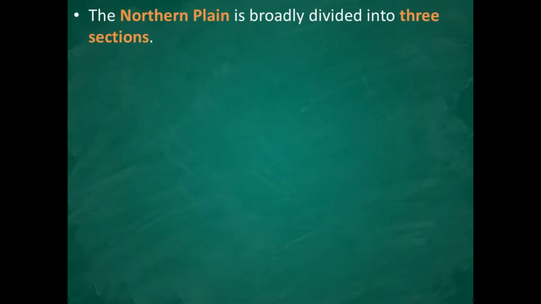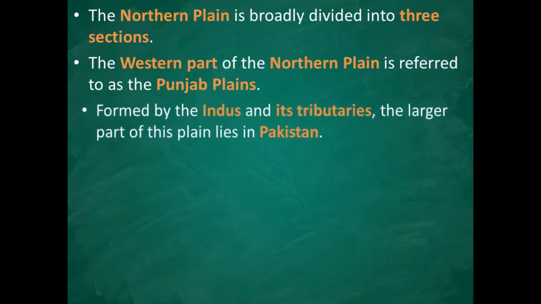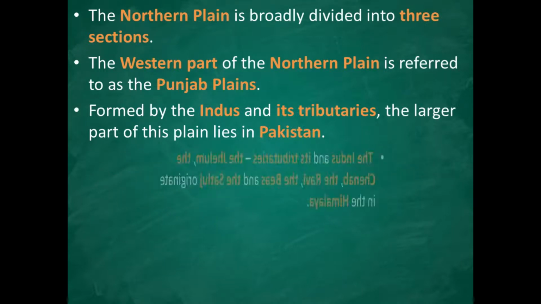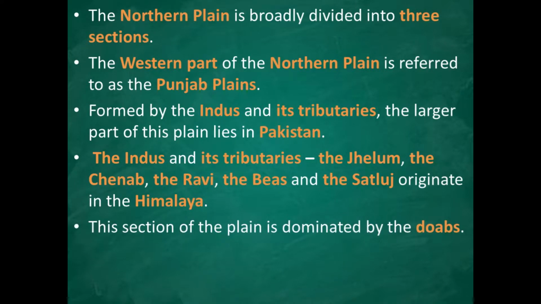The northern plain is broadly divided into three sections. The western part of the northern plain is referred to as the Punjab Plains, formed by the Indus and its tributaries. The larger part of this plain lies in Pakistan. The Indus and its tributaries, the Jhelum, the Chenab, the Ravi, the Beas, and the Satluj, originate in the Himalaya. This section of the plain is dominated by the Doabs.